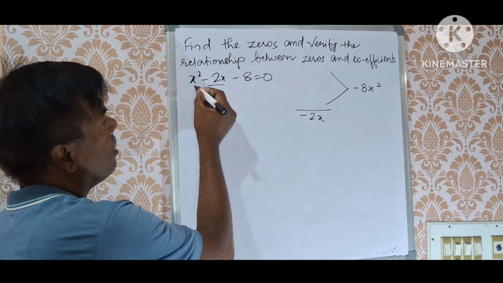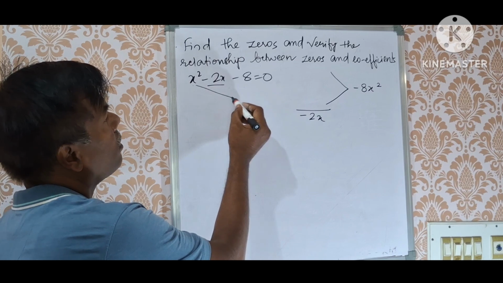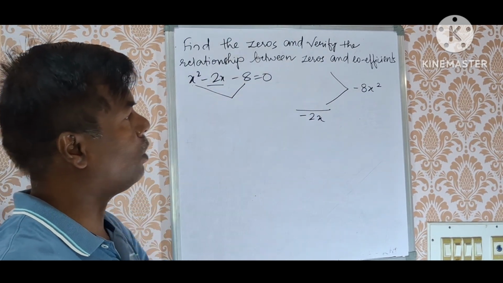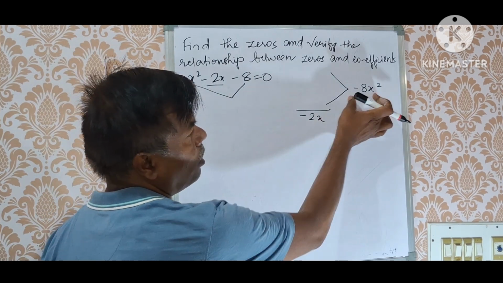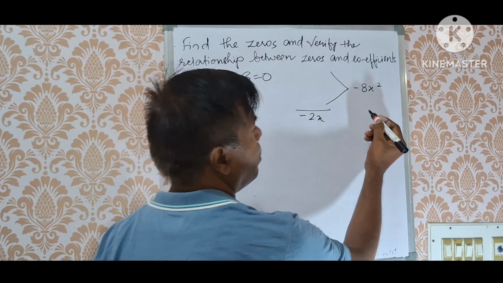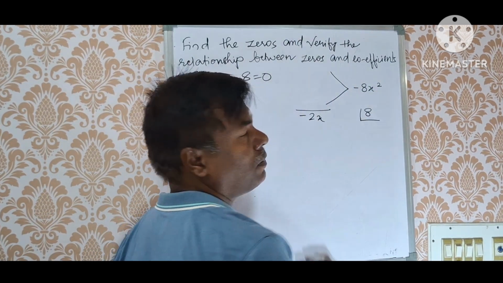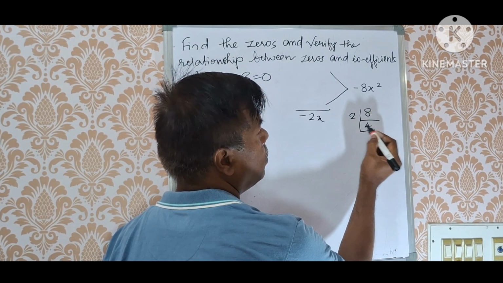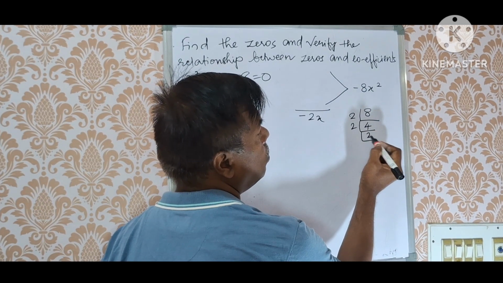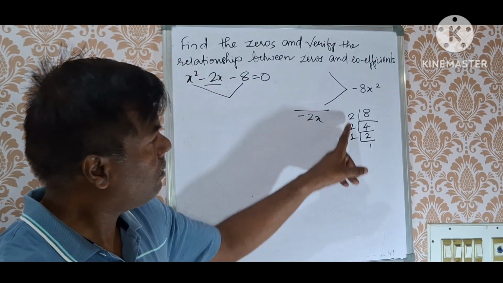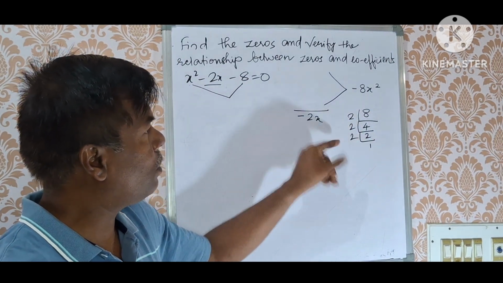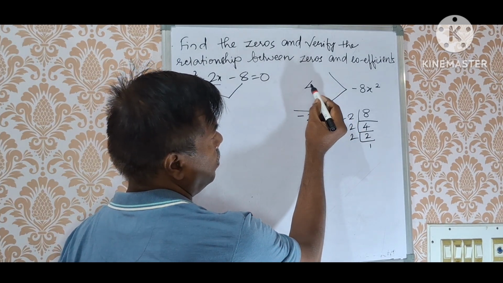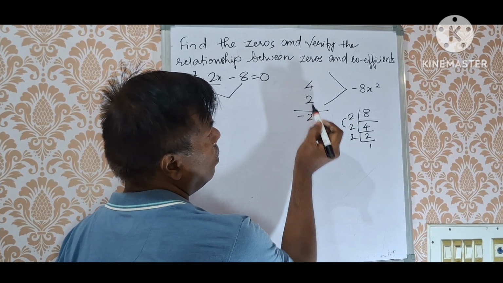Product of first and last term, these two terms, the product of these two terms is minus 8x square. We have to find two numbers. How to find two numbers so that the difference is 2 and the product is minus 8? So, what are the factors of 8? 2 4s are 8, 2 2s are 4, 2 1s are 2.